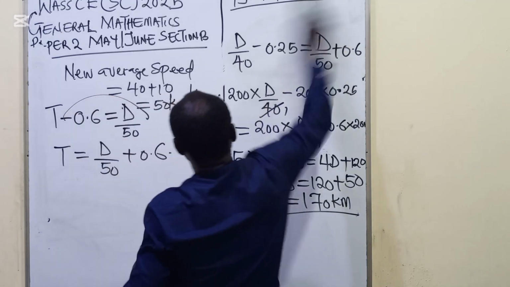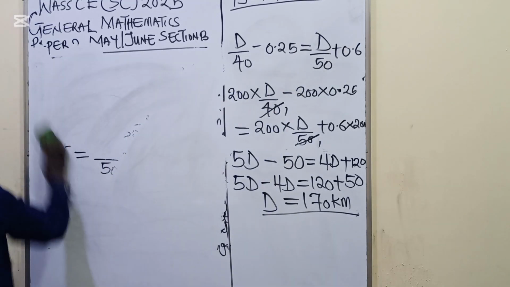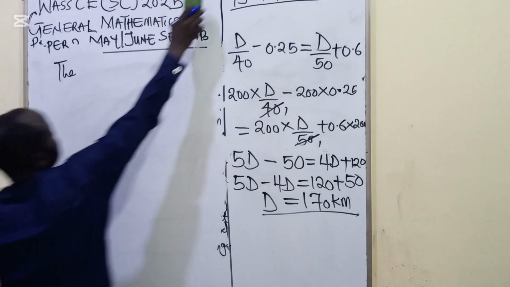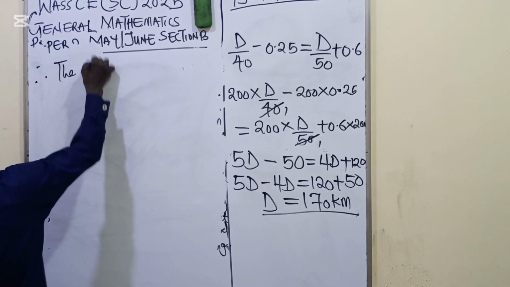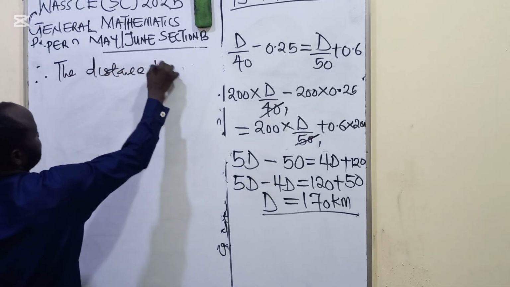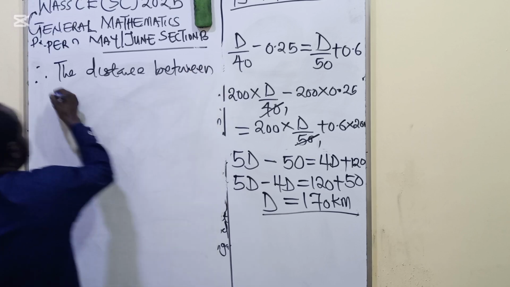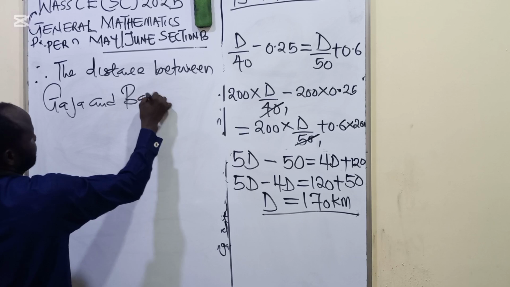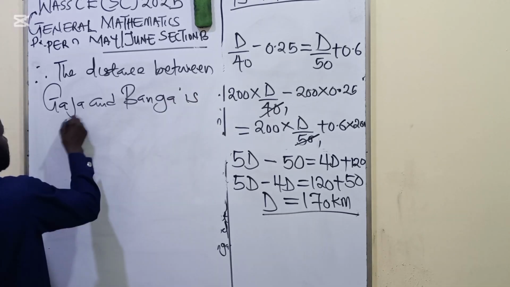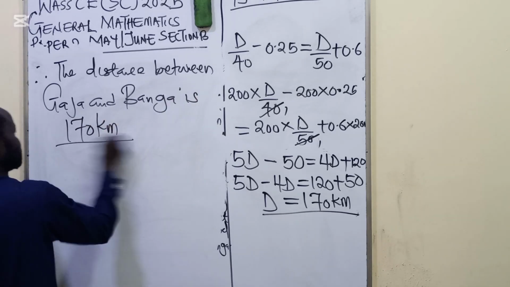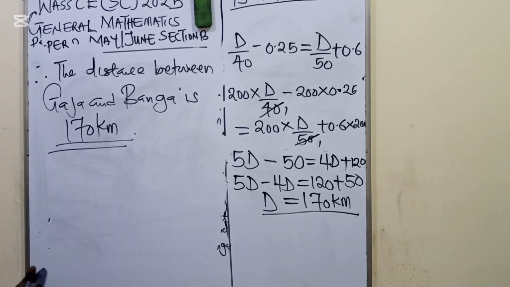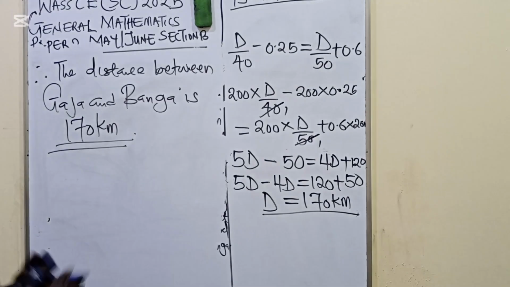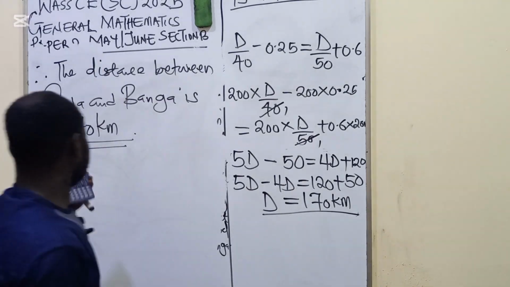We conclude that the distance, we are asked to find the distance between Baja and Baga. So the distance, therefore, we conclude, therefore, the distance between Baja and Baga is 170 kilometers, because distance is measured either in meters or kilometers. But since the question is given in kilometers, we use kilometers. So this is said to be the solution to this question 7.